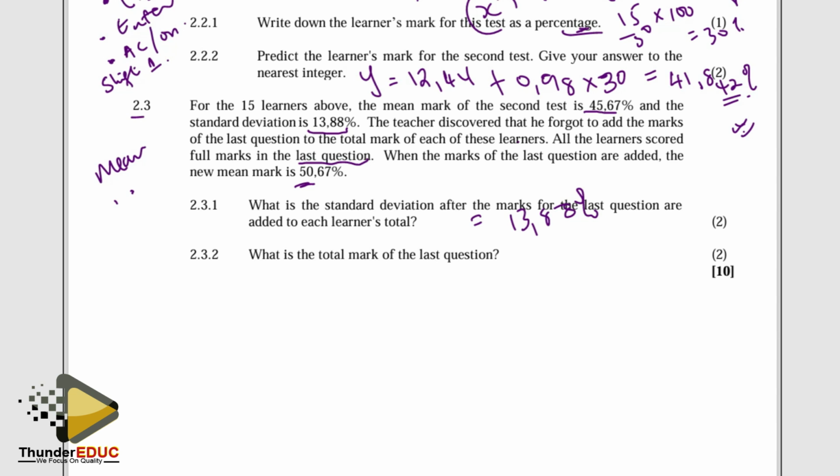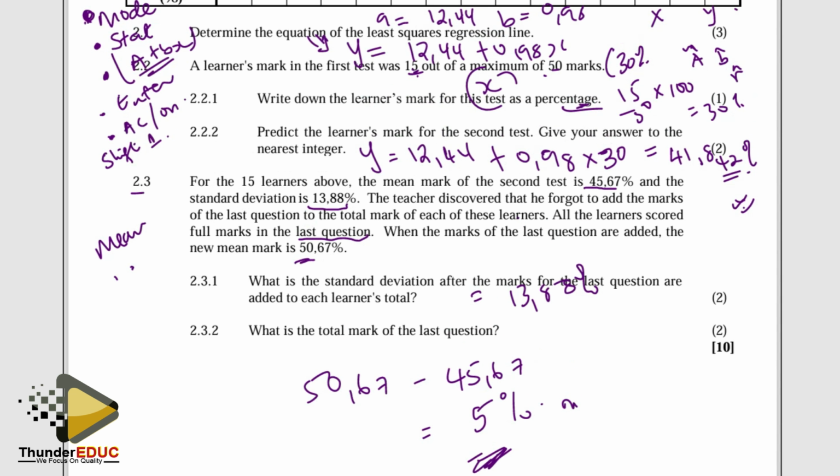Initially it was 46, this much. Now it's 50,67. Let's subtract the 2. So 50,67 minus 45,67. It's 5 marks. So this is like 5%, which is more like 5 marks or 2.5. If the test was out of 50, then it will be 2.5. If it's a percentage, then it's just 5% of the marks, without any further calculations, because the average after dividing for everyone.